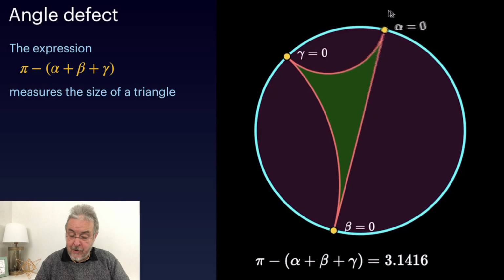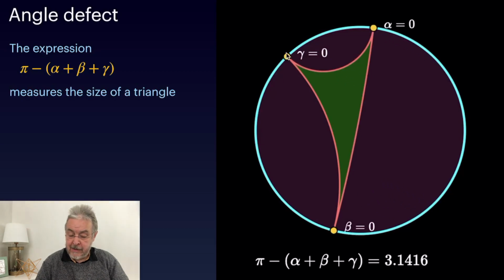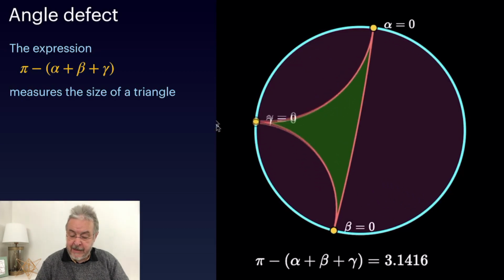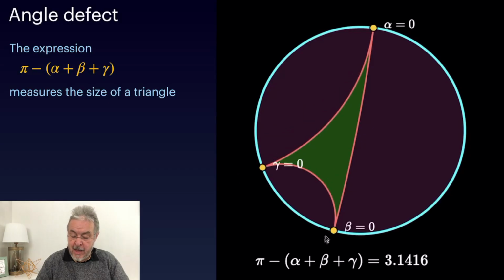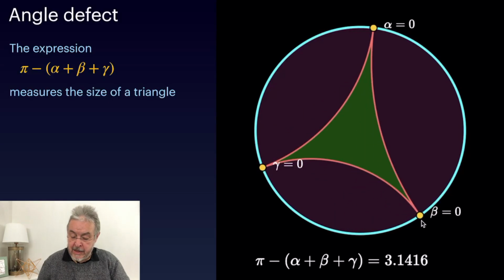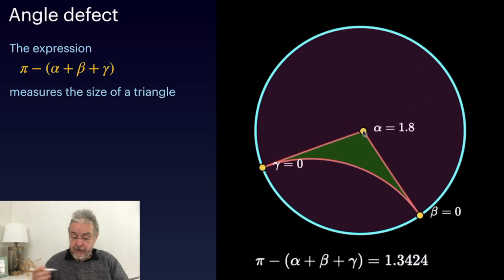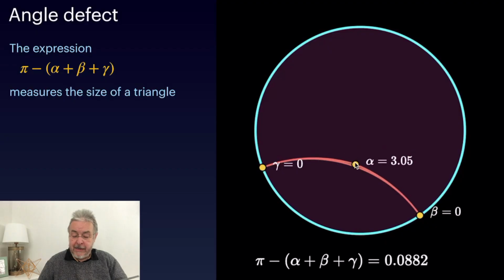Again, observe that all these infinite triangles, these extreme triangles, are equivalent and that the angle defect does not change here. And now we will focus on triangles with a very special property, namely those where two angles are 0, so the points are at infinity, and one has some other angle.